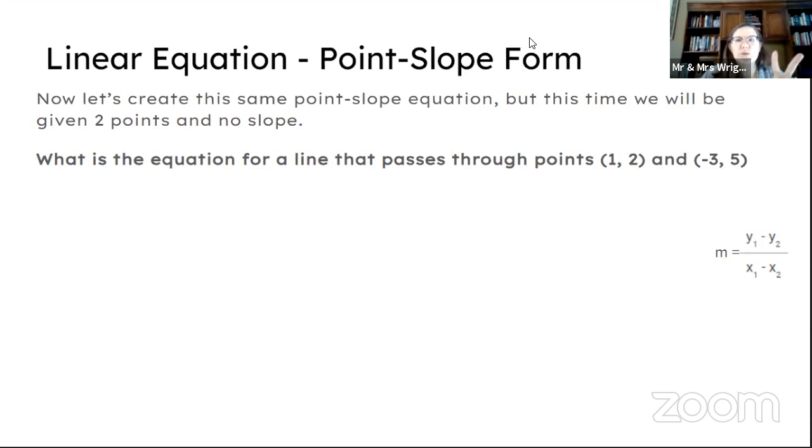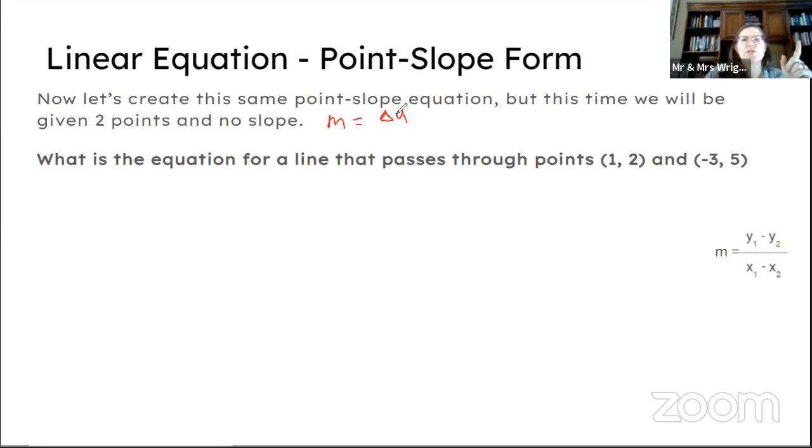If we're given 2 points, we can figure out what the slope is, because remember, the slope equation is change in y over change in x. And this is the same thing as if you just subtract the two numbers, y1 minus y2 over x1 minus x2. Okay, so what we're going to do is plug these in to find our slope using that equation there.